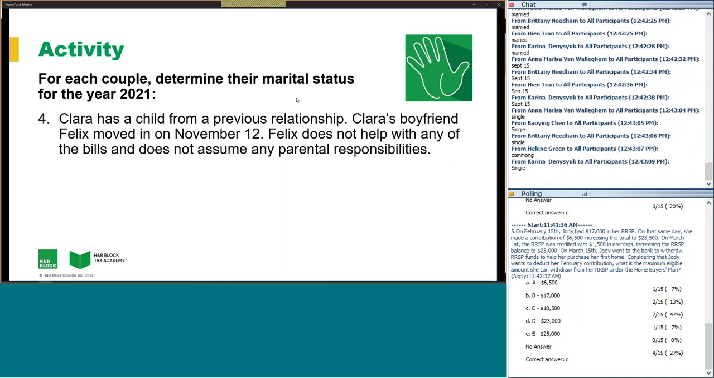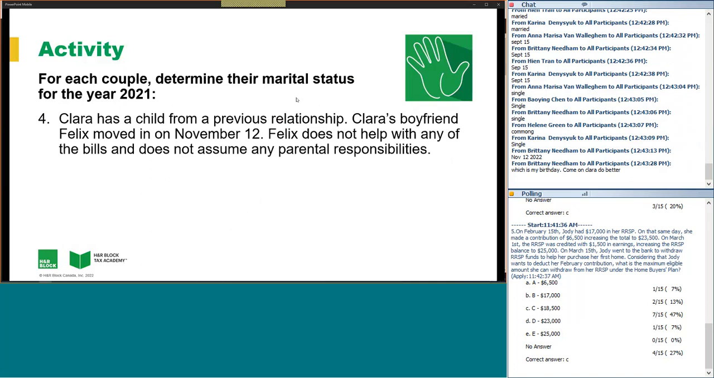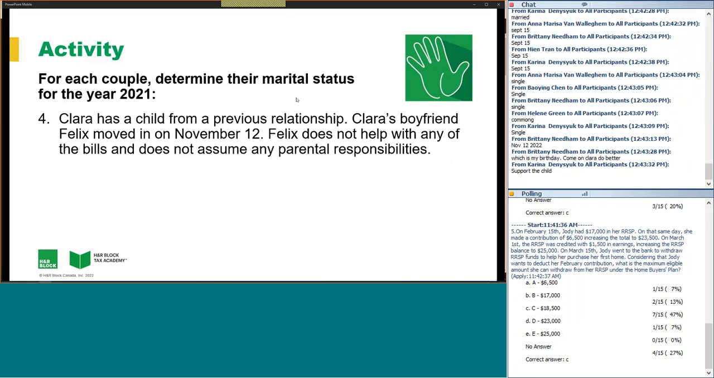Single. When will it change? Assuming they stay together? November 12th, 2022, or when he starts providing care, custody and control of the child. So at the latest, November 12th, 2022.